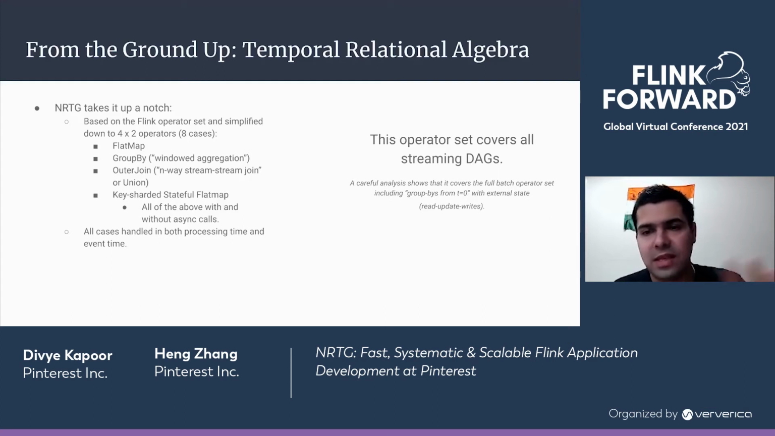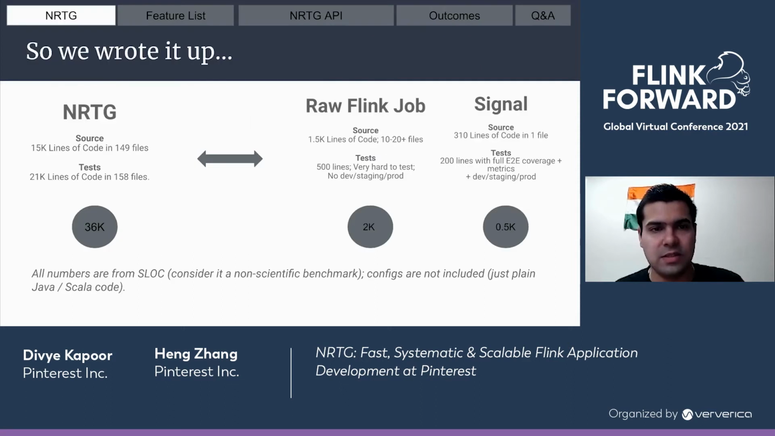So if you don't have loops, these sets actually cover all of them. And these cases need to be handled in both processing time and event time. And a big design doc was written, but the end result was that if you look through these operators carefully, it shows that it covers the full operator set, including full scale group bys from t equal to 0 with external state. And it handles the full generality of stream processing.